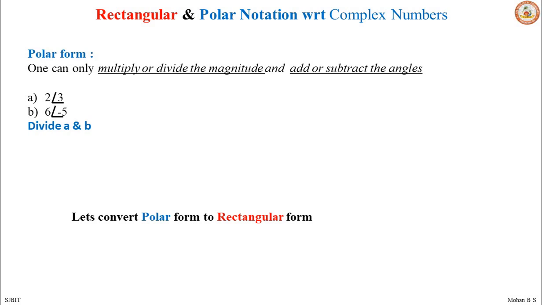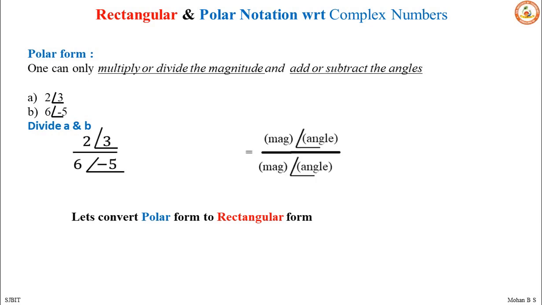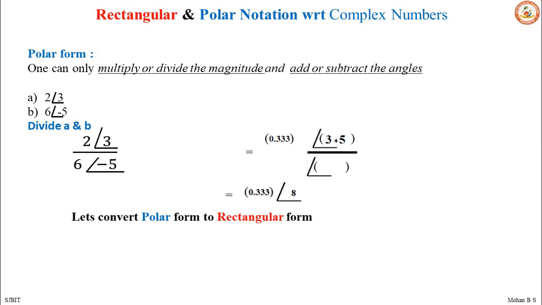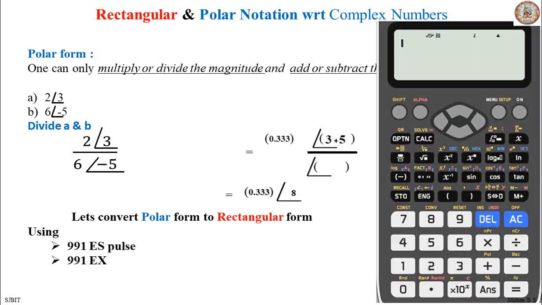So here I have shown you a case where we divide. Two by 6, what do we get? 0.33, and -5 goes to up, becomes +5. So you should get the answer as 0.33 at an angle 8. So you can try using these calci.